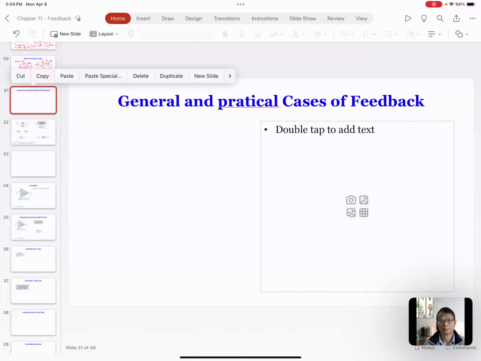So today, we're going to go over the general and practical cases of feedback. For the last two lectures, we already talked about the generic feedback. We had examples, and then we derived the gain of 4 different types of feedback. The one we derived in detail was the series-parallel, and then we derived all the other 3.